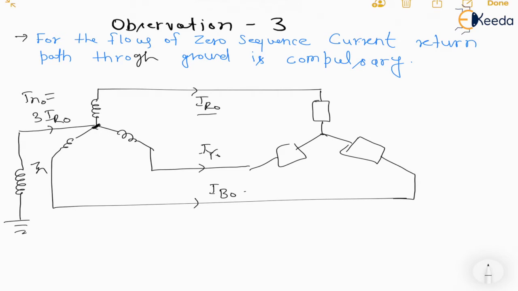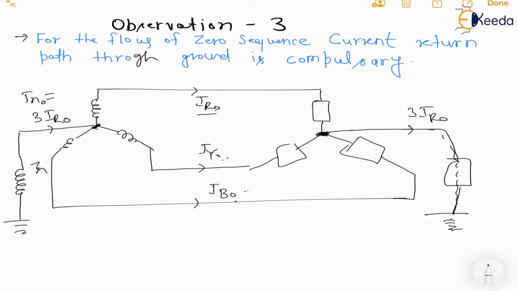So there is one point: if there is not any return path, then this IR naught, IY naught, IB naught, where will it go? If we have one return path, then it can flow like this, which will also be 3 into IR naught, and if the return path is not available, there is no possibility of zero sequence current flow. You can easily see from here. So the observation is, for the flow of zero sequence current, return path through ground is compulsory.